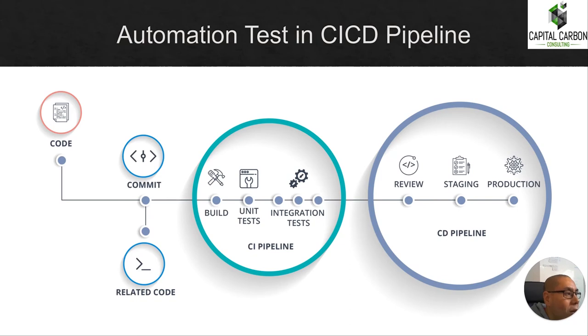And here is where the testing will happen. There are two circles here. The first circle is the CI pipeline, and the second circle is the CD pipeline. Unit test will happen here. Every time a developer submits his code, the CI pipeline will build the whole system and then run the unit tests one by one. And if all the tests pass, we'll go to the next step.